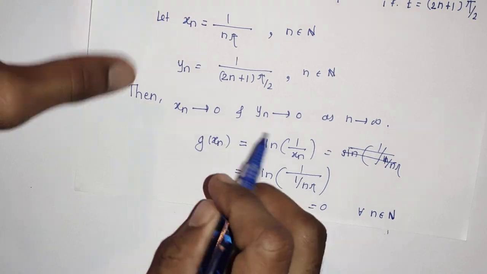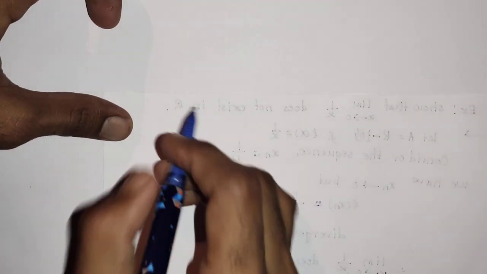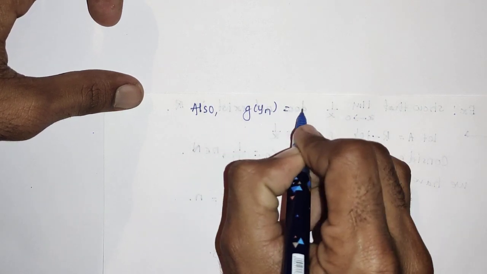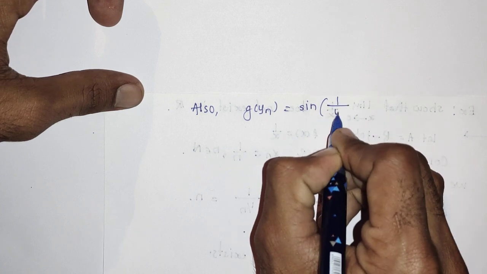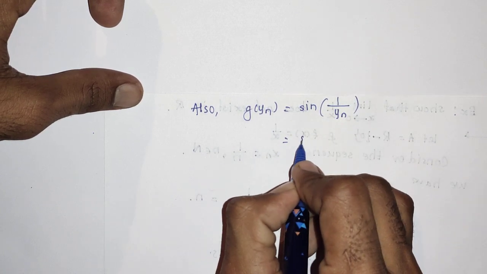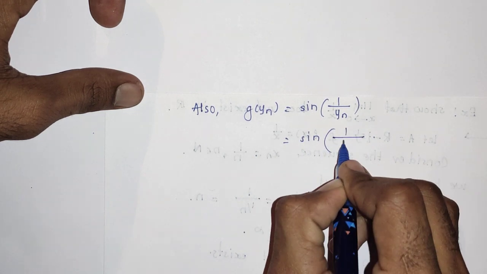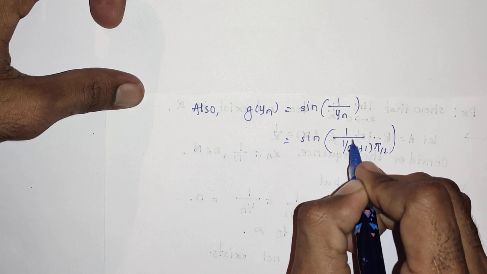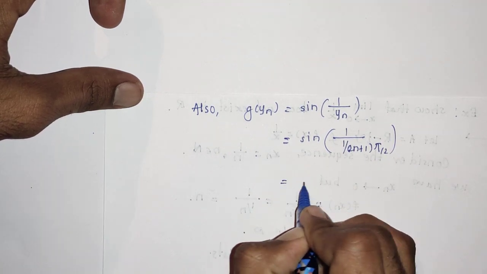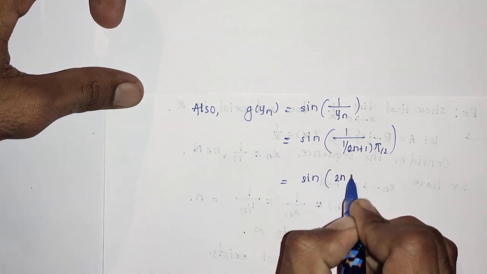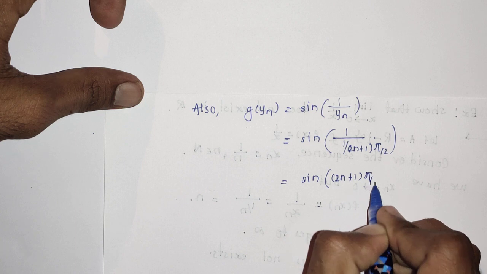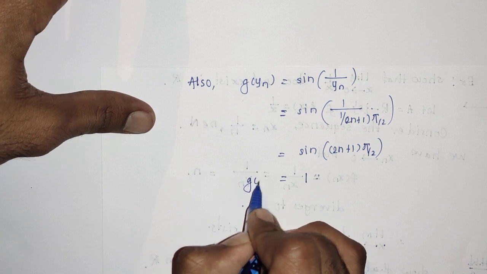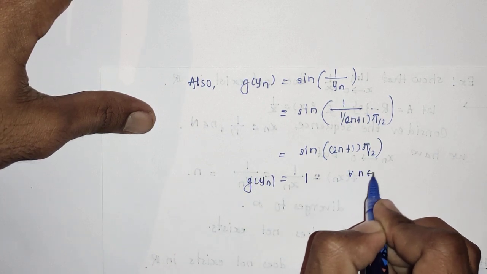Now similarly we will find g of yn. g of yn means sine of 1 by yn. So 1 upon yn is (2n plus 1) pi by 2, so it will be sine of (2n plus 1) pi by 2, and sine of (2n plus 1) pi by 2 is 1. So this g of yn is 1 for all n belonging to the set of natural numbers.